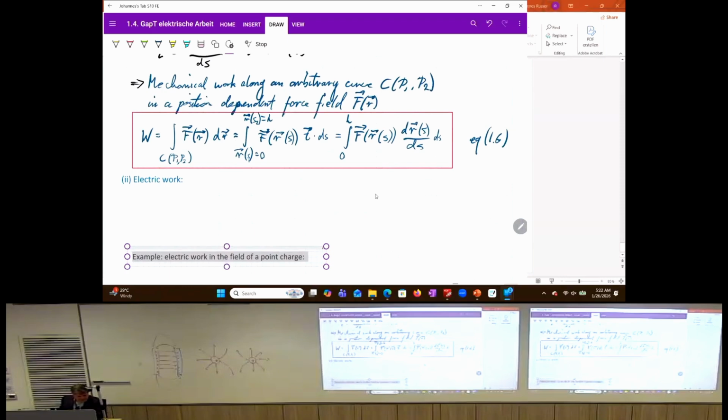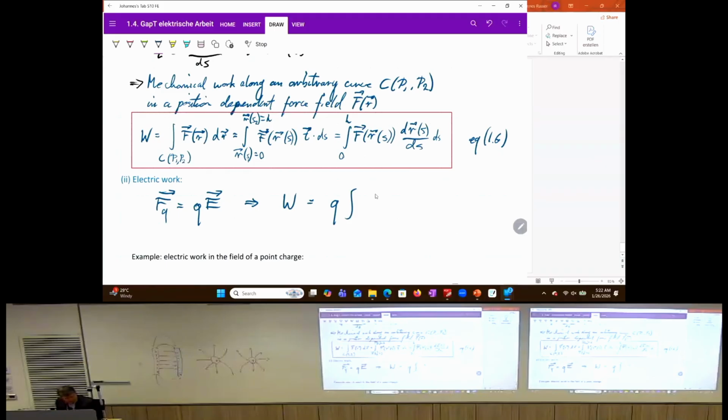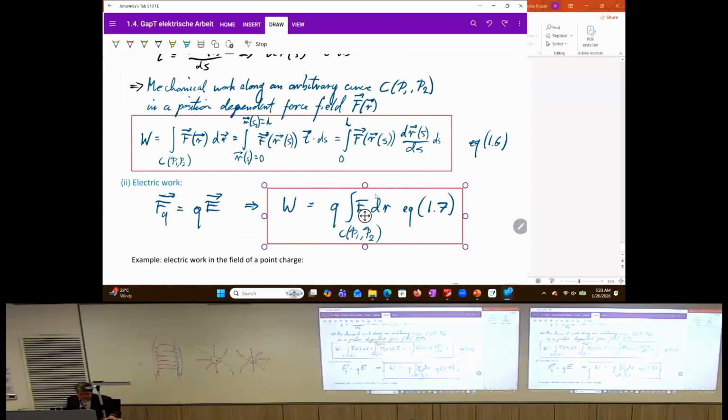Okay, so to get to the electric work, we take F equals Q, that is the charge times the electric field, and then we integrate that over the distance where we move the charge. So that means the work is Q times the integral over E, and that is our equation 1.7. Okay, so I think now it would be nice to see more specific use cases again.